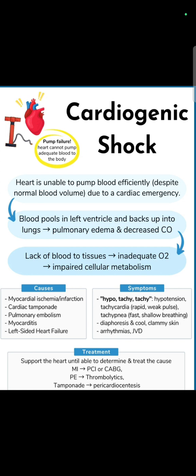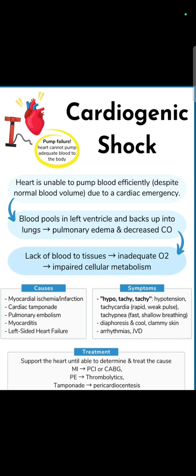And how can we treat cardiogenic shock? First, we have to support the heart. As the heart is not able to pump efficiently, we have to support it, and we have to treat the underlying cause, the condition which leads to cardiogenic shock. For example, myocardial infarction, cardiac tamponade, pulmonary embolism, myocarditis, and left-sided heart failure. These disease conditions need to be treated properly so that we can control the cardiogenic shock. In case of MI, there is PCI or CABG. PCI means percutaneous coronary intervention, and CABG is the coronary artery bypass graft surgery.